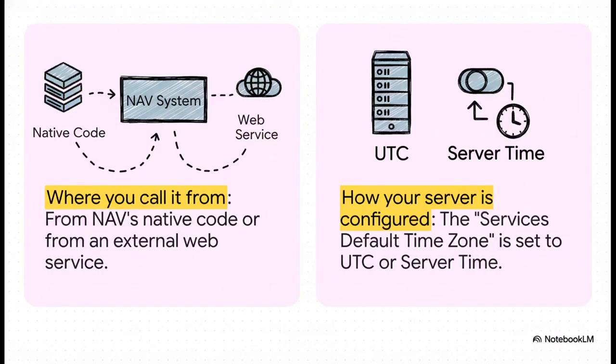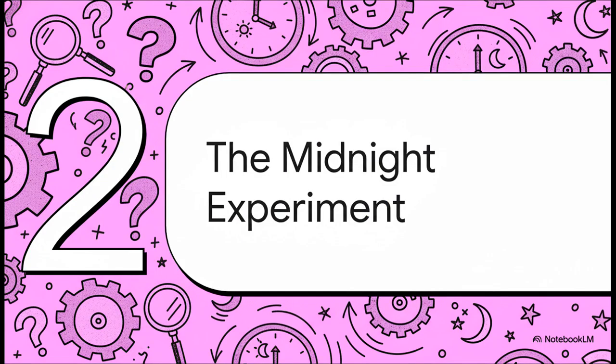Let's break these down. First up, it really matters where you're calling the function from. Are you running it from inside NAV's own native code, or is it being called from the outside, say through a web service? And second, it all depends on this one little server setting, the service's default time zone. This can be set to either UTC or to the server's local time zone, and believe me, that choice makes a massive difference.